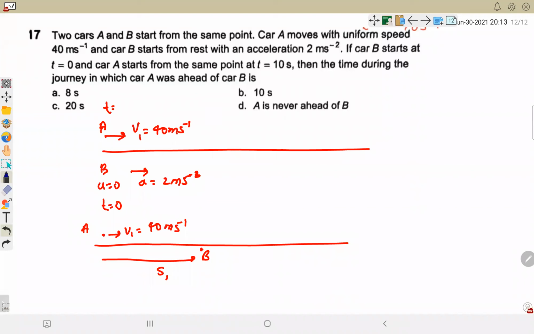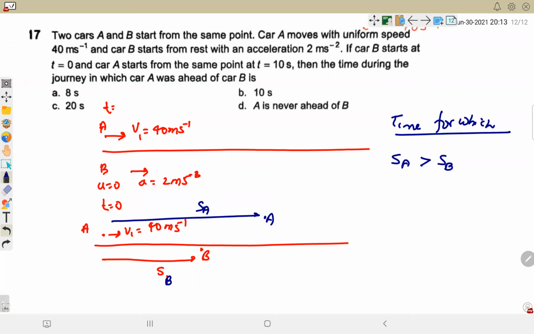So we have to find the distance covered by A. This is the distance covered by B, and then we calculate the distance covered by A in time t seconds. We have to find the time for which the distance covered by A will be greater than the distance covered by B.